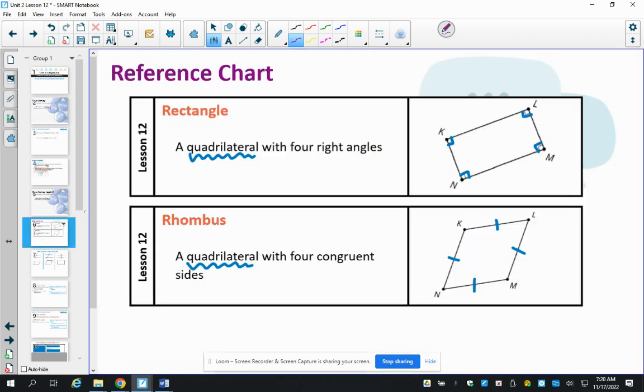All right, so go ahead and write this in your reference chart. When we have a quadrilateral, if it has 4 right angles, that makes it a rectangle. That's the definition of a rectangle. And then a rhombus is a quadrilateral that has 4 congruent sides. So make sure you get the diagrams marked up here, get the 90-degree angles written in for the rectangle, and get the sides marked congruent for the rhombus.